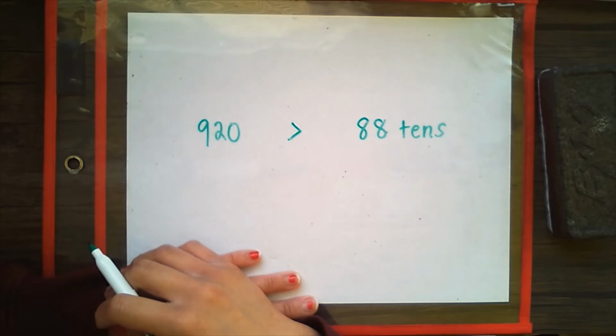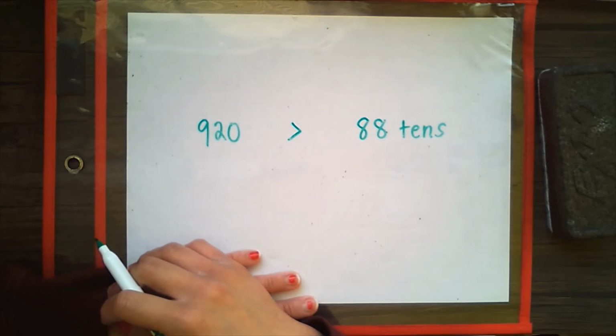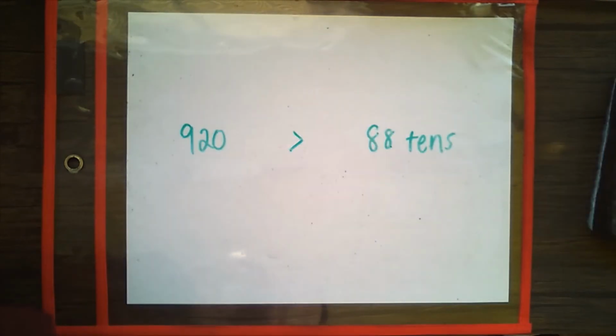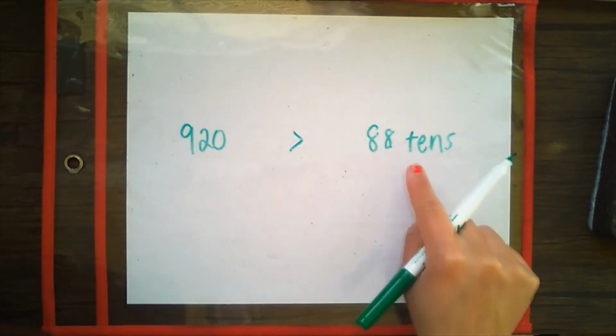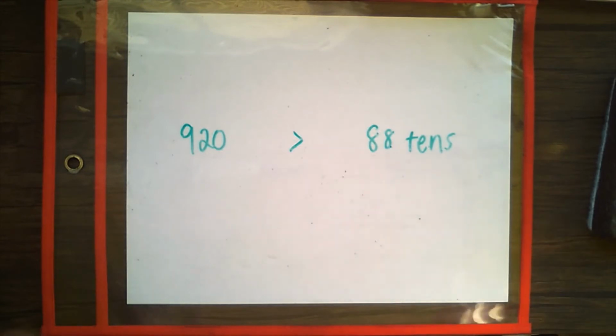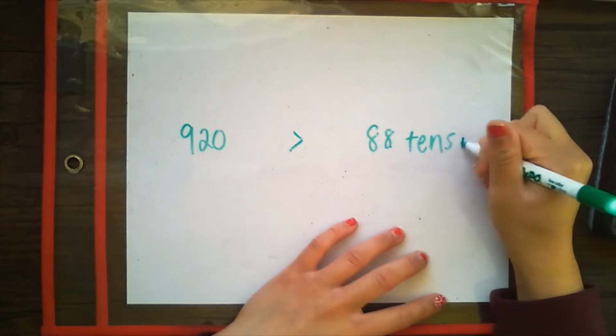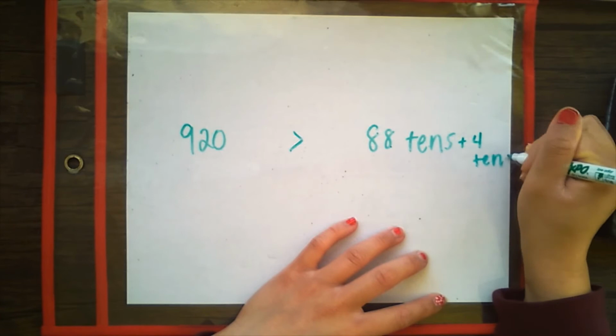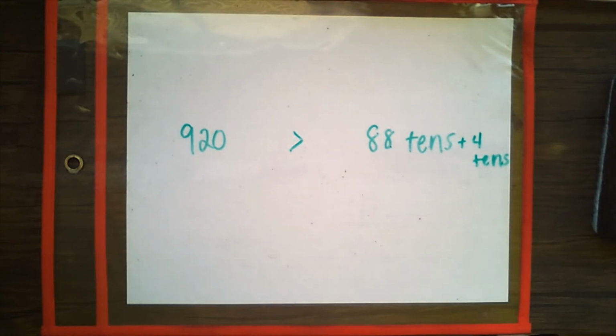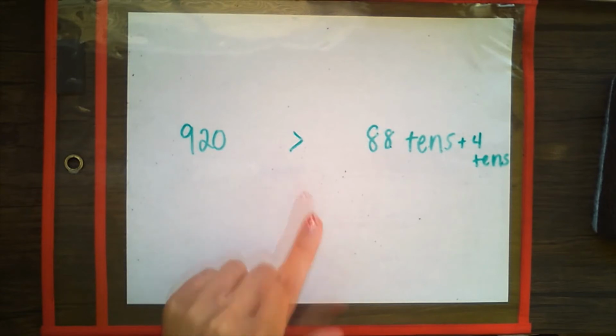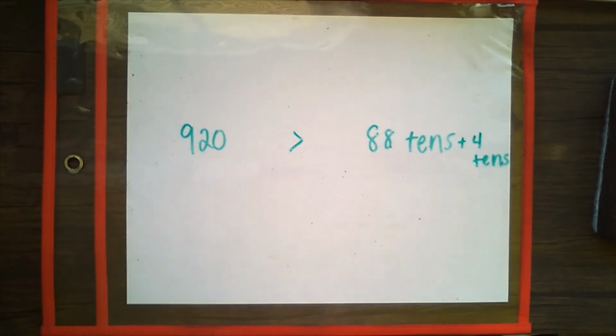920 is greater than 88 tens. Good. Now we're going to add 4 tens. Oh, I ran out of a bit of space. I'm going to add 4 tens after the 88 tens. I want you to solve by yourself first, and then we will solve together. Change the symbol if you need to. When you are done, hold on to your answer and then see if it matches mine.